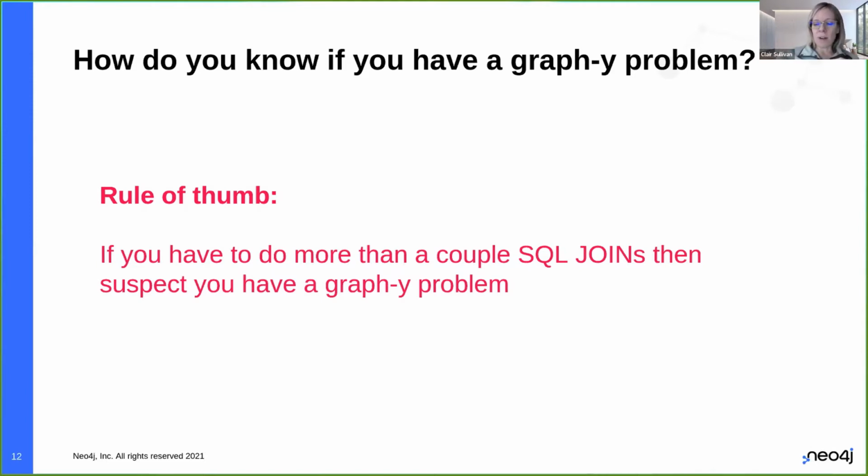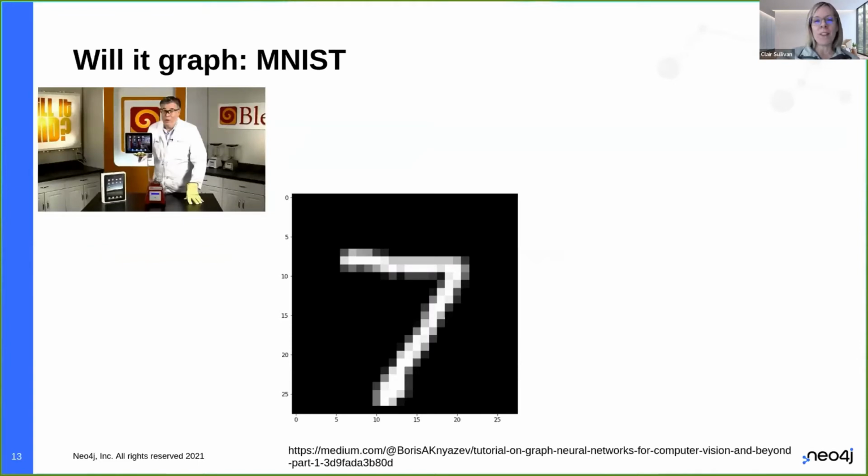So we're going to play the Will It Graph game. You know, I don't know if you remember Will It Blend. If you're not familiar with Will It Blend, go look it up on YouTube later. It's a giant time suck. I'm just going to warn you right now. But Will It Graph.